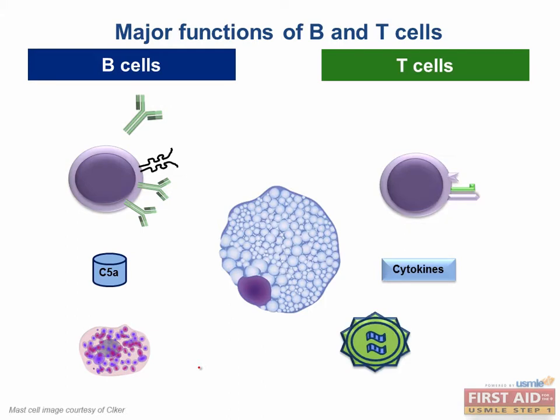Cytotoxic T cells, they bind to the MHC1 receptors just like natural killer cells do, and they kill virally infected cells and neoplastic cells through what process was that called? Through apoptosis, right? Remember? Ring a bell? We just talked about it. So that's a broad overview of B and T cells. Now we'll get into some more details, all right?